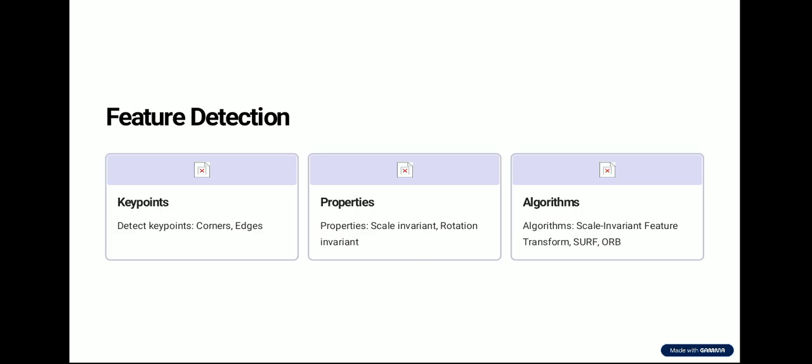Next is feature detection. Feature detection identifies important points such as corners and edges. These features should remain stable under scale and rotation changes. Algorithms like SIFT, SURF, and ORB are commonly used for this purpose.